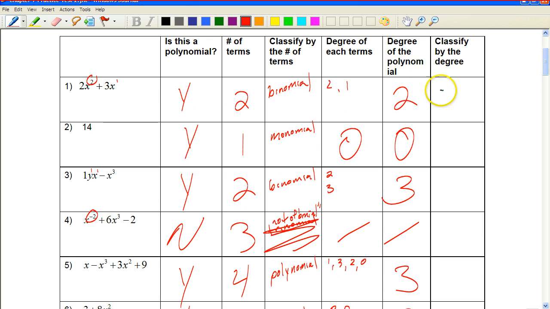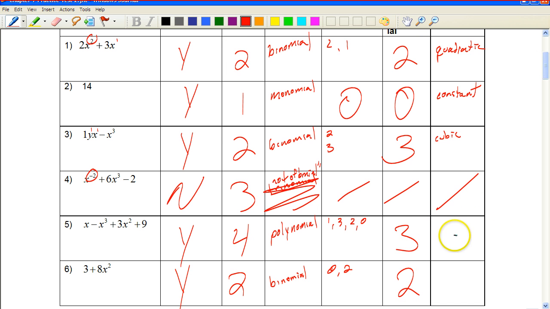Classify by degree. This is a quadratic. This is a constant for 0 degree. Third degree is a cubic. It's irrelevant. Third degree is a cubic. And this is a quadratic again.